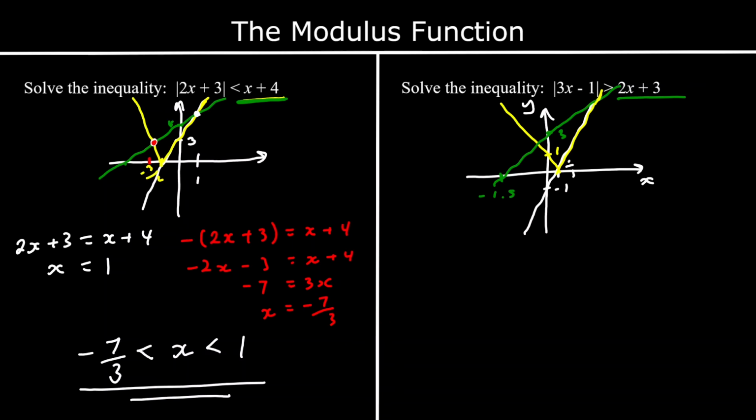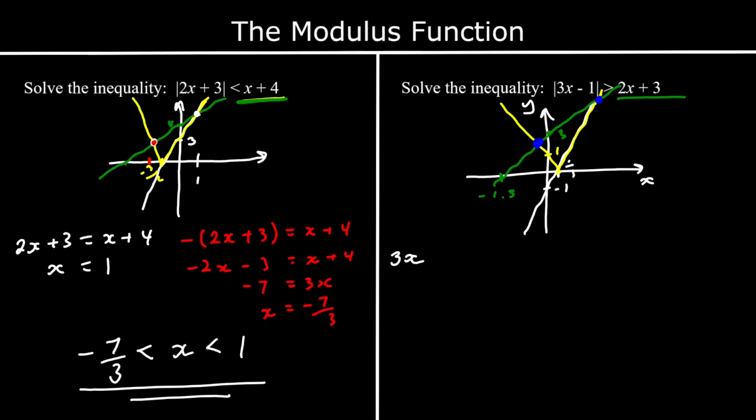So we want to know where the modulus is bigger. So the modulus graph is bigger outside of the two intersections. There's an intersection here, an intersection here. So the yellow line is higher, less than that one, and bigger than that one. So let's find the intersections. That's the solutions to the equation.